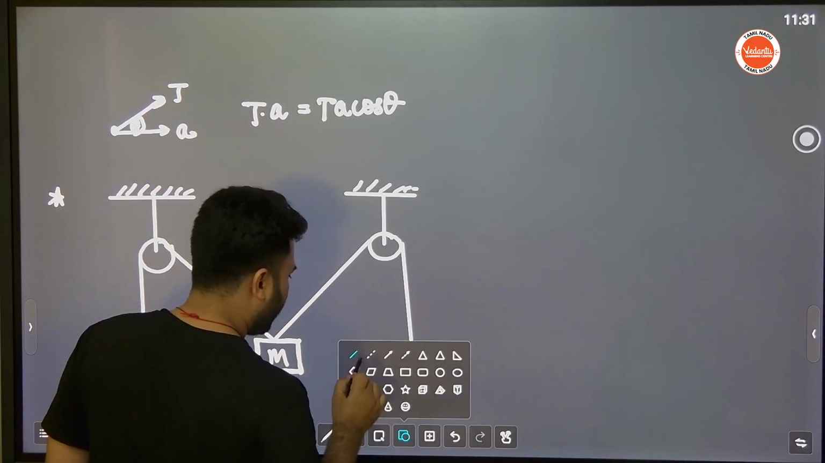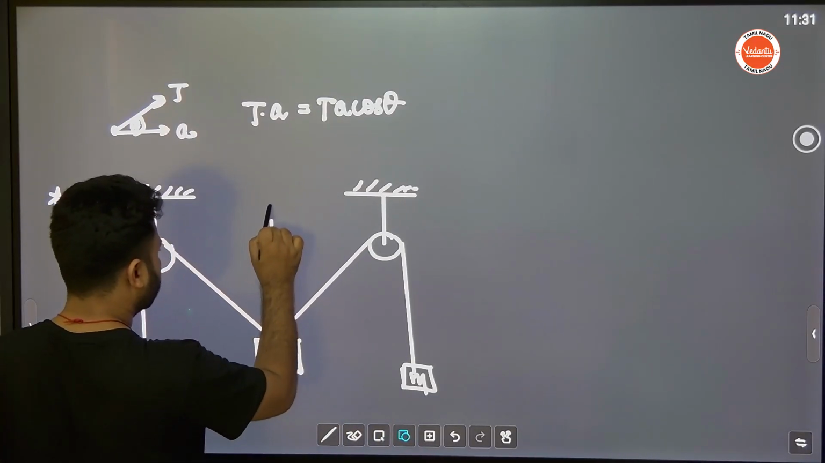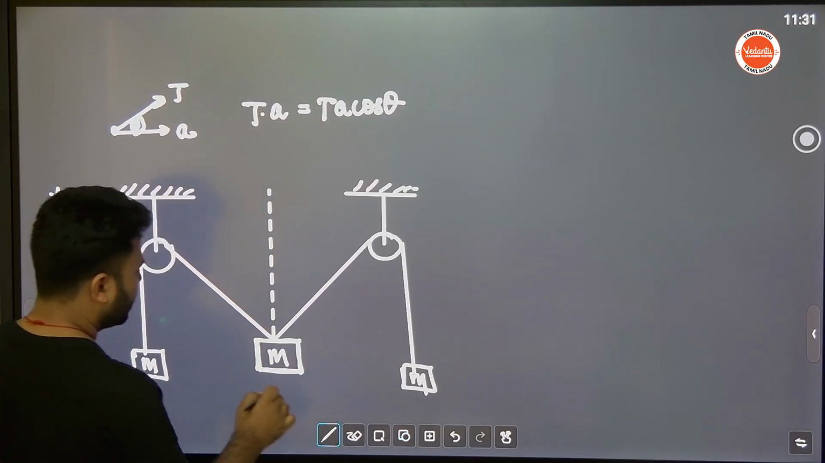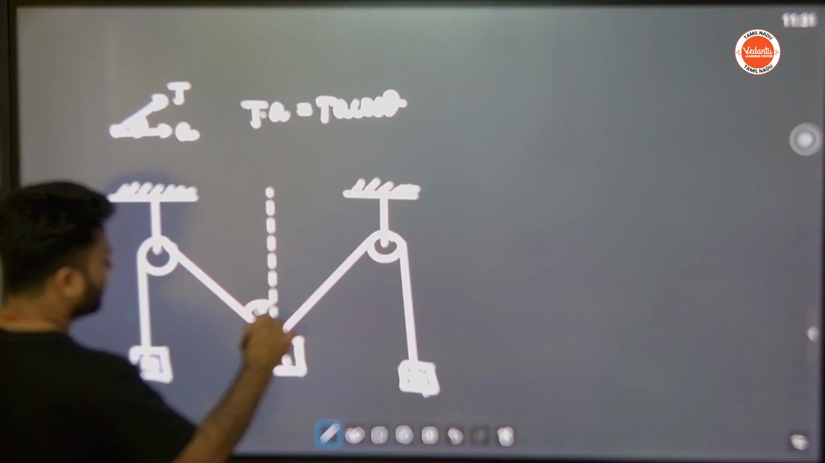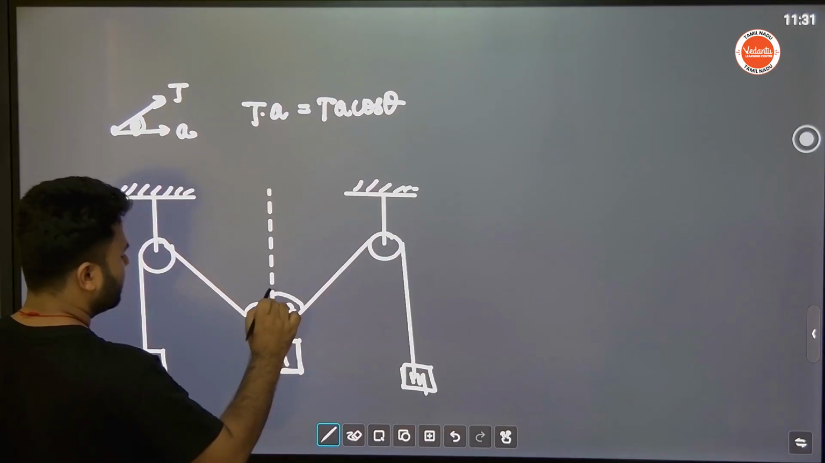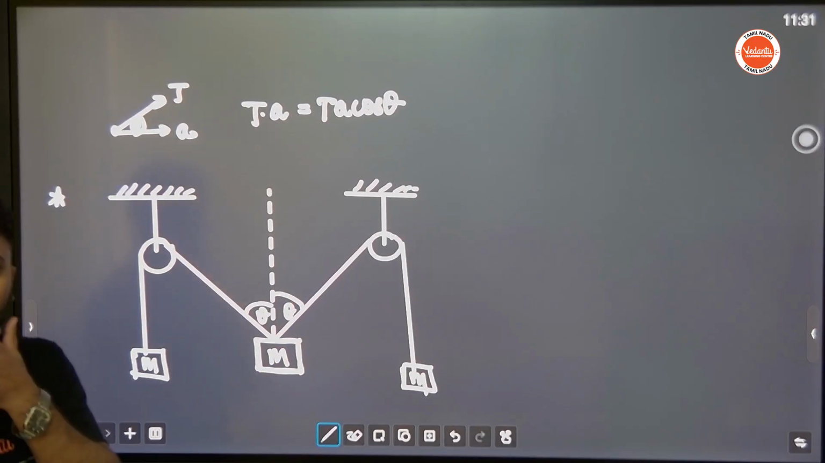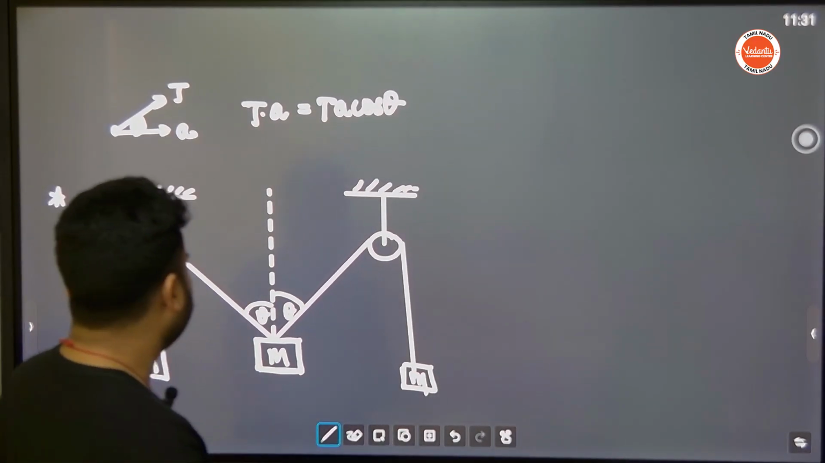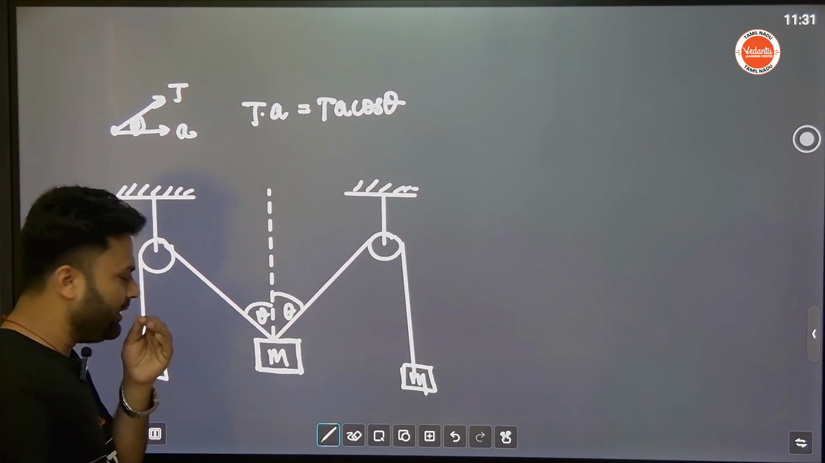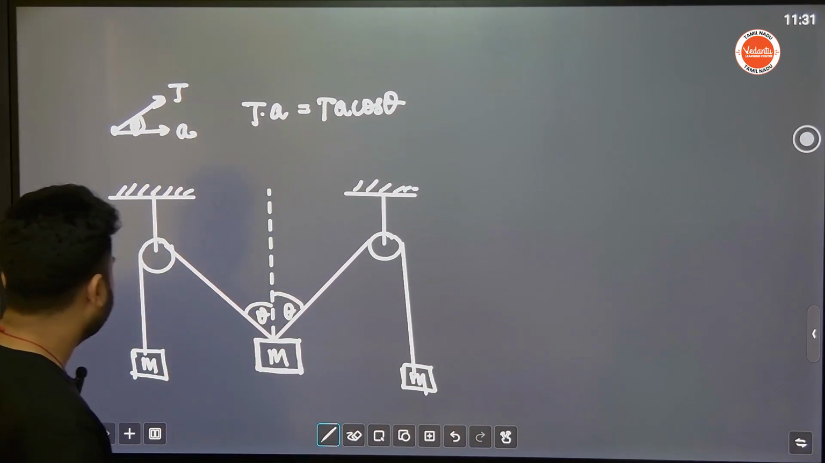This angle is suppose theta. This angle is also theta. What is the question? Listen to the question carefully. Just two examples I will take and then I will finish this lecture.